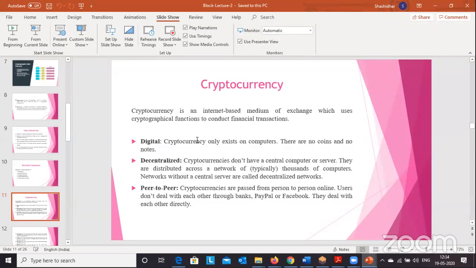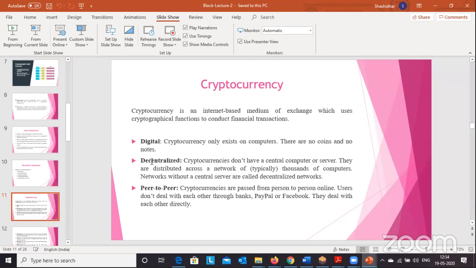Now why are cryptocurrencies so popular compared to currencies? That we will discuss. What are the properties of cryptocurrencies? First of all, we need to know cryptocurrencies are digital. It means cryptocurrency only exists on computers. There are no notes, denominations or coins in cryptocurrency. Next, cryptocurrency is decentralized.